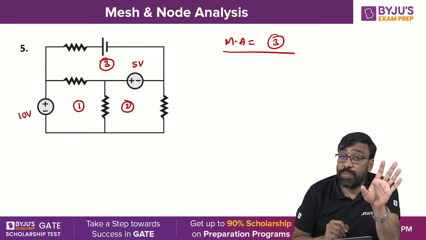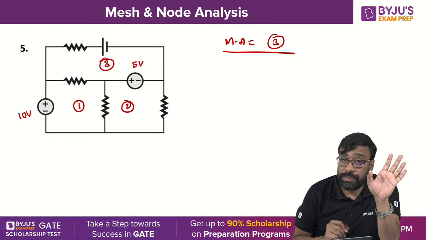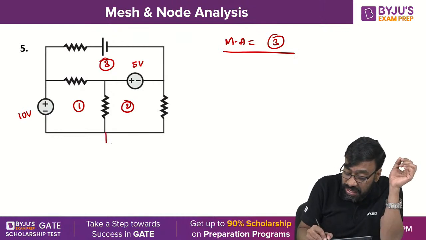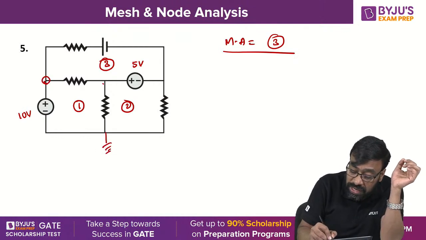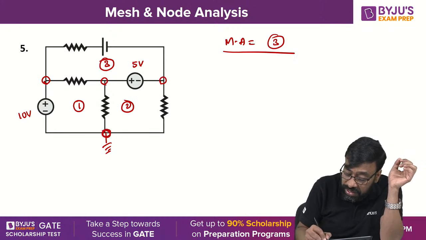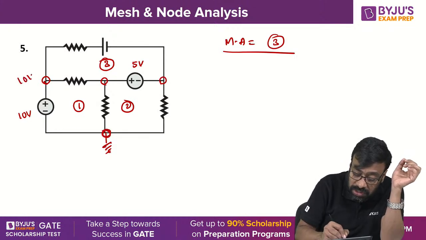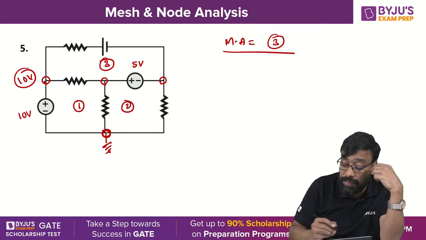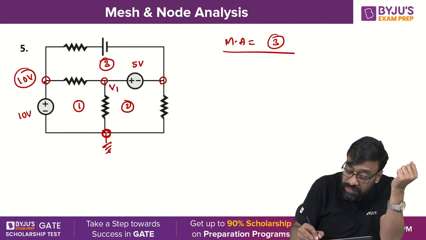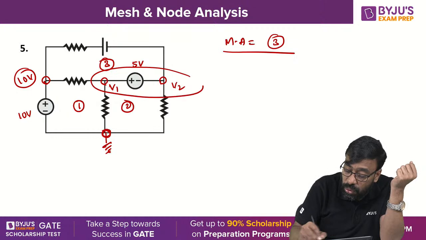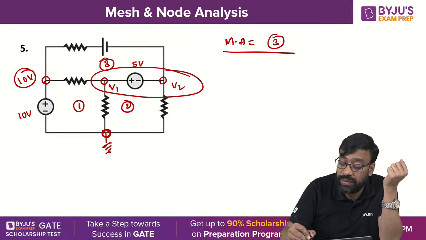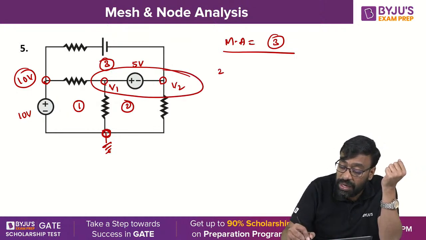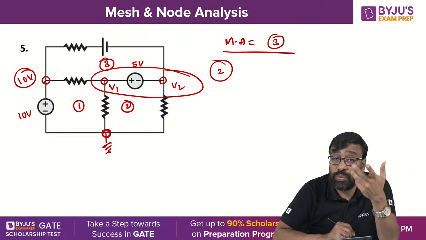Try to escape from the supernode to the extent possible. Suppose I take this one as 0. There are 4 nodes in total. If I take this one as 0, this is 10 volts. I don't need to solve for this node, but there are 2 more nodes left over, V1 and V2. This is a supernode. 2 equations are required. That is a supernode.